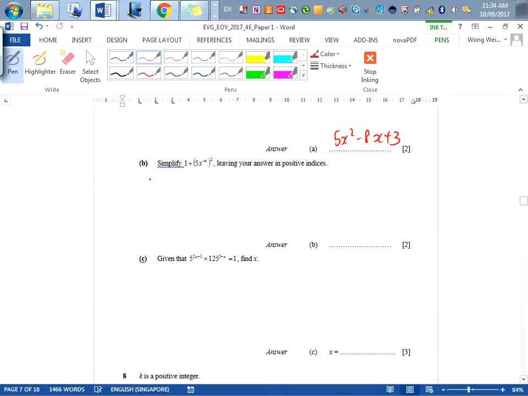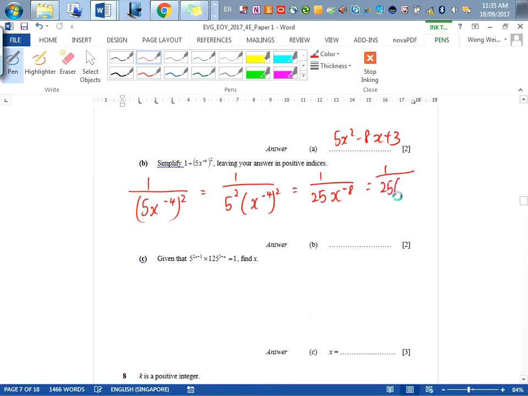1 divided by this whole thing, squared. Let's rewrite it first. 1 over 5x to the power negative 4, squared. Now I expand whatever is in the bracket. 1 over 5 squared times x to the power negative 4, squared. This gives me 1 over 25 x to the power negative 8. x to the power negative 8 is actually 1 over x to the power 8. So I can rewrite it this way if I want. 1 over 1 over x to the power 8 is actually x to the power 8 over 25.